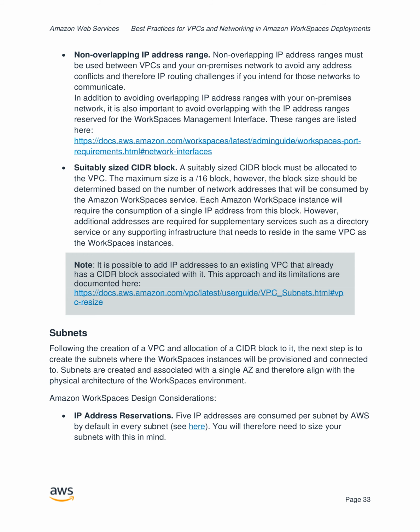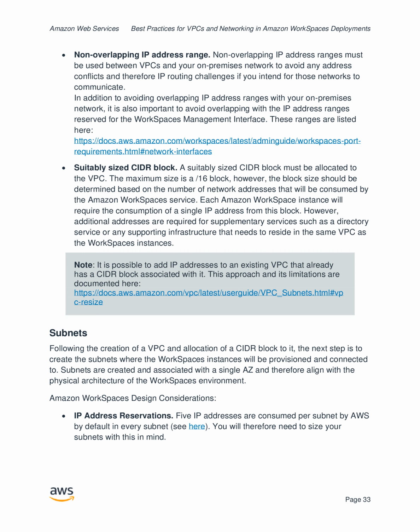Note: it is possible to add IP addresses to an existing VPC that already has a CIDR block associated with it. This approach and its limitations are documented here: https://docs.aws.amazon.com/vpc/latest/userguide/vpc-subnets.html#vpc-resize. Following the creation of a VPC and allocation of a CIDR block to it, the next step is to create the subnets where the WorkSpaces instances will be provisioned and connected to. Subnets are created and associated with a single Availability Zone and therefore align with the physical architecture of the WorkSpaces environment.